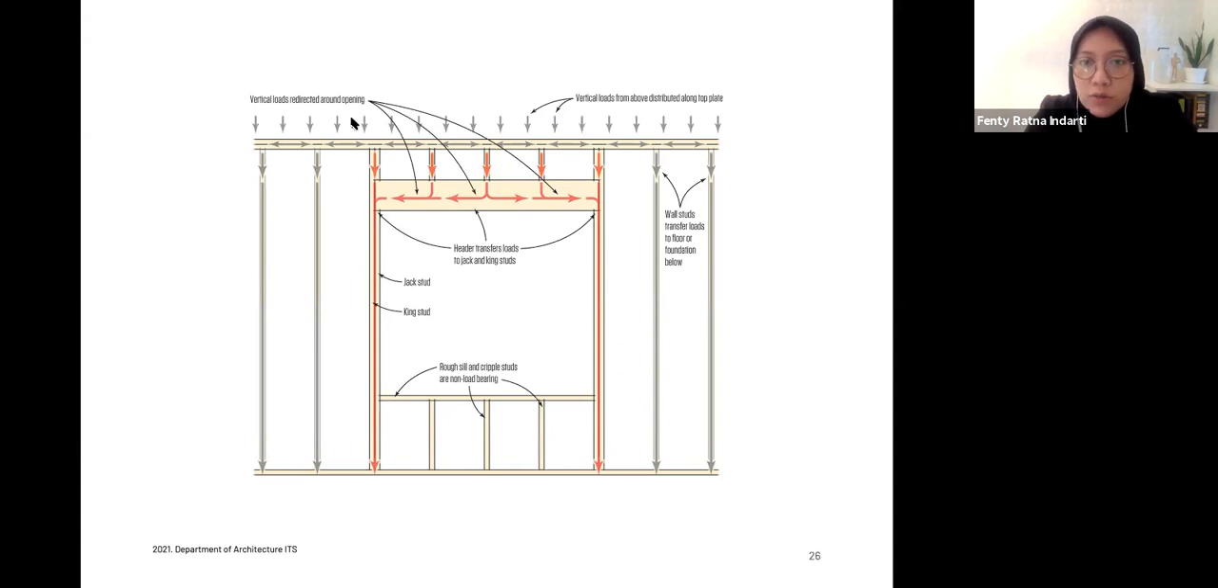That's why you need what we call a header, or balok lintel in Bahasa, to prevent the load from the upper part from going directly down, because if it goes down directly in higher buildings, it will cause damage or collapse in this part.